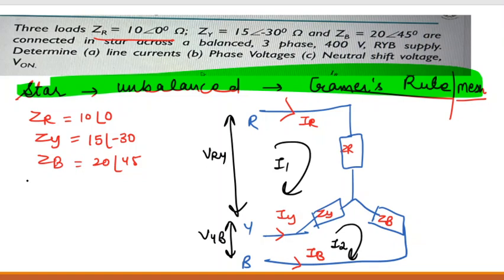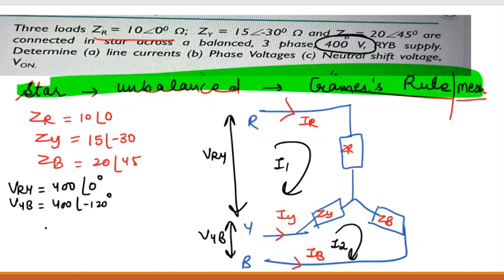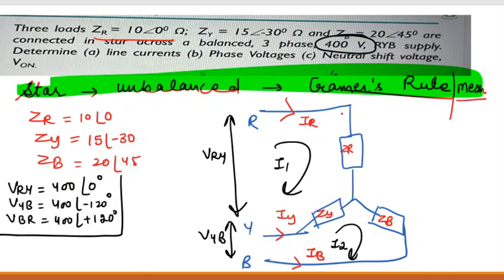For that we need the voltage also. First, VRY is how much? The line voltage they have mentioned is 400, angle 0 degree. VYB is how much? 400 angle minus 120 degree. And VBR is how much? 400 angle plus 120. Right? Now we need to calculate. We have to apply mesh analysis.